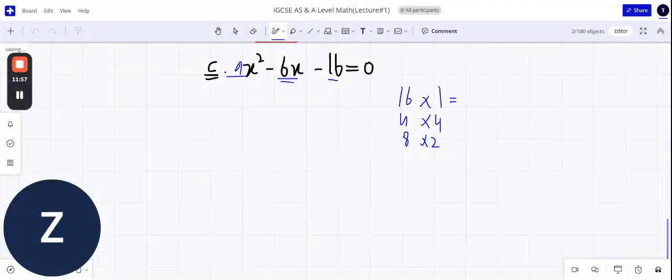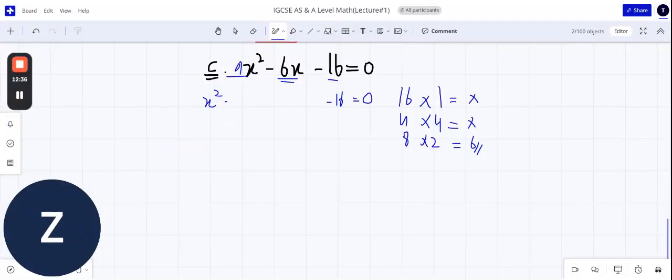But the 16 times 1 is not valid because 16 plus 1 or 16 minus 1 doesn't give us 6. 4 plus 4 is 8, 4 minus 4 is 0. This is also not valid for the given equation. 8 times 2 is 16, 8 plus 2 is 10, but 8 minus 2 is 6. It means that these two factors are valid. The first term will keep the same, x squared. The last term also will remain the same, minus 16 equal to 0.